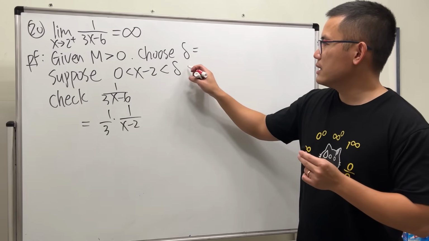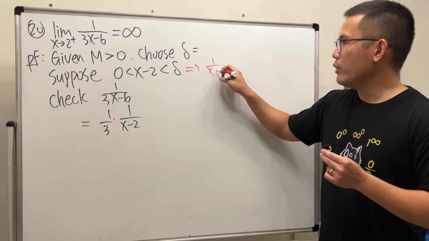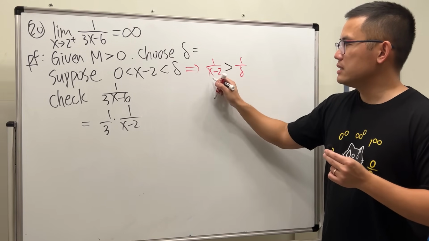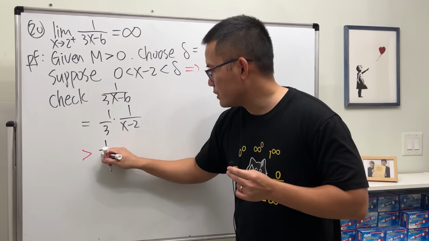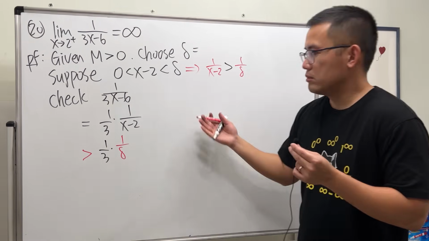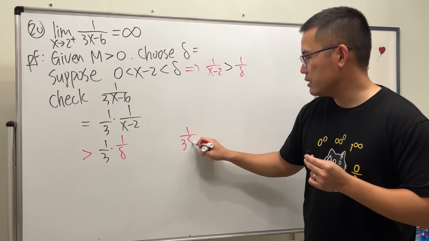Well, we can see that they are both positive. If you take the reciprocal, 1 over x minus 2 compared with 1 over delta, this is bigger. So we can say this is bigger when we have 1 over 3 times 1 over delta. So this is pretty much 1 over 3 delta.